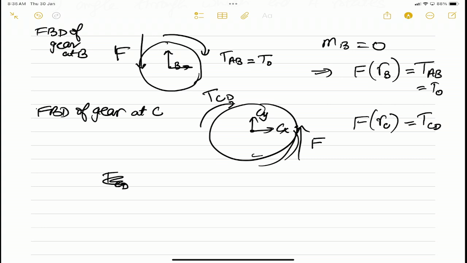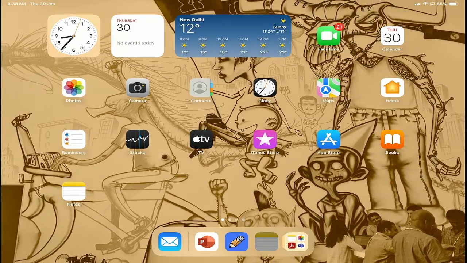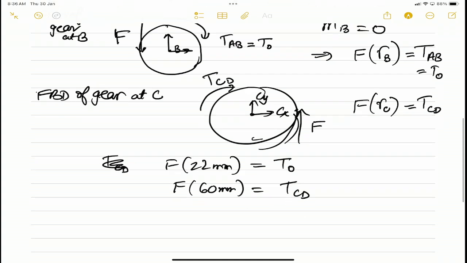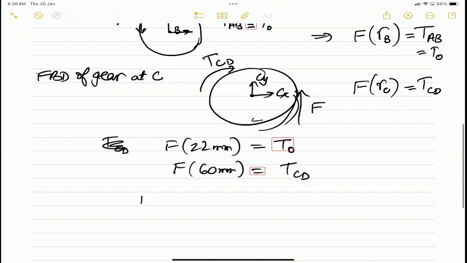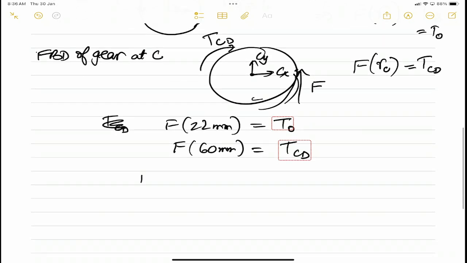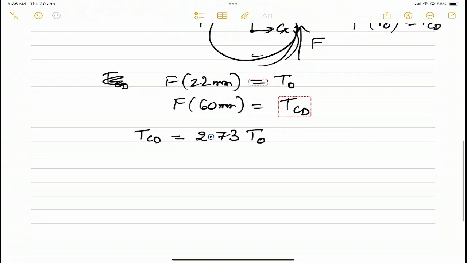So F into 22 mm is equal to T0 and F into 60 mm is equal to TCD. And so this gives me TCD is equal to 2.73 times T0.